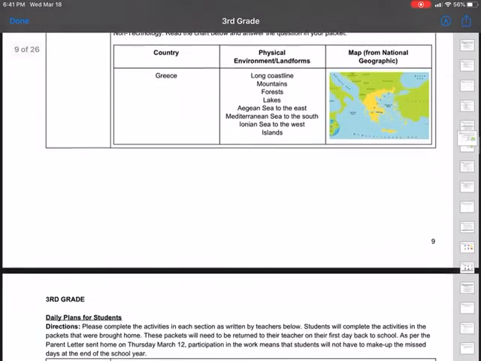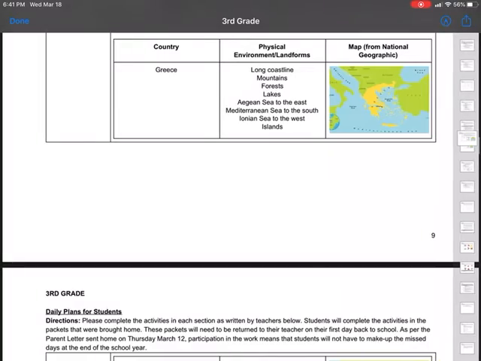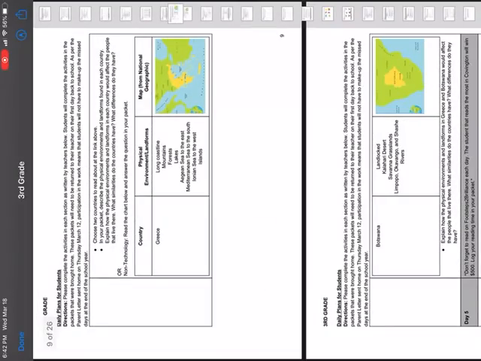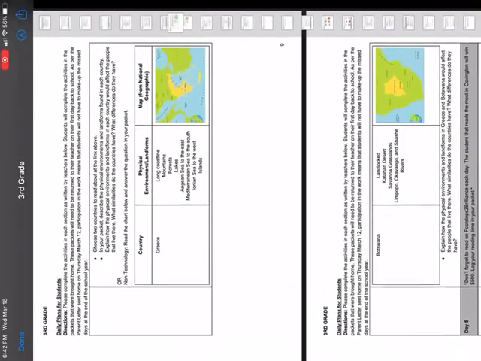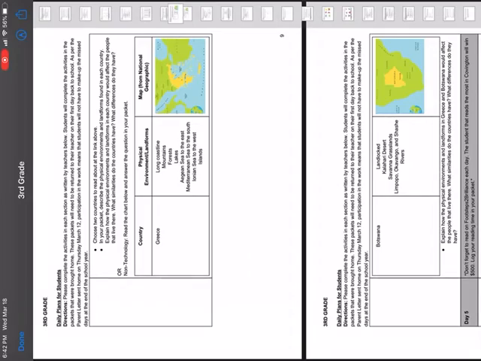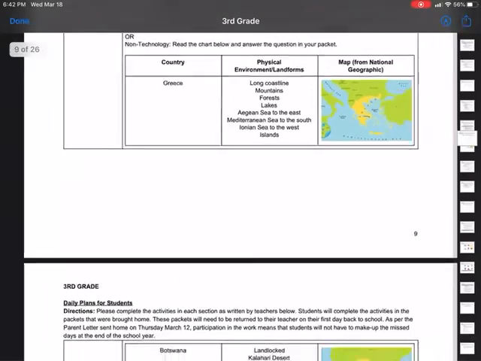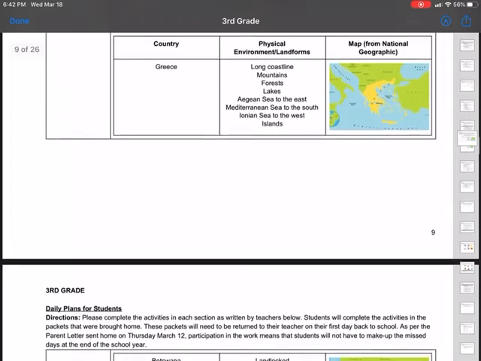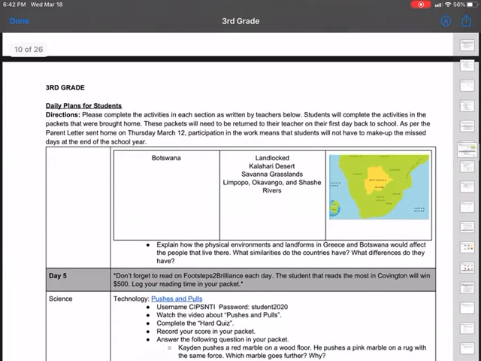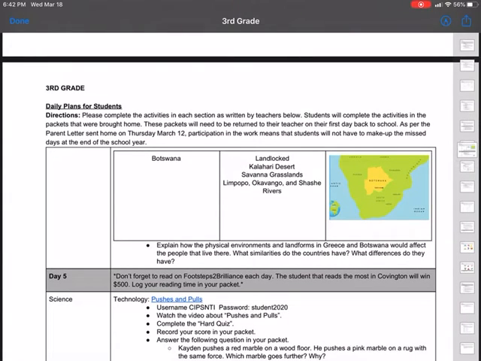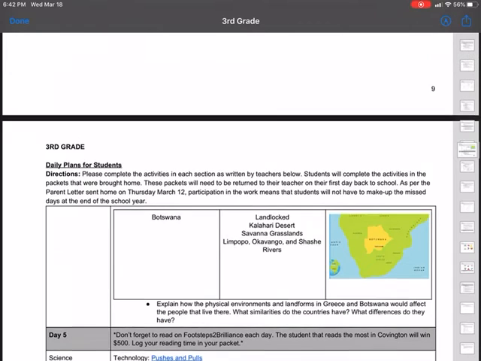And social studies, I'm going to come down here. Actually, I'm going to flip this so it's kind of all together. Actually, no, I don't like that. All right, I'm going to keep it like this. So, our question here is to explain how the physical environment and landforms in Greece and Botswana would affect the people that live there. What similarities do the countries have, and what differences do they have?